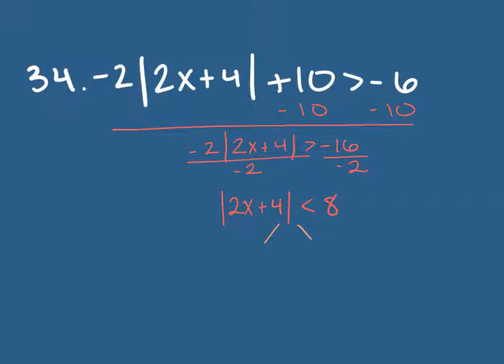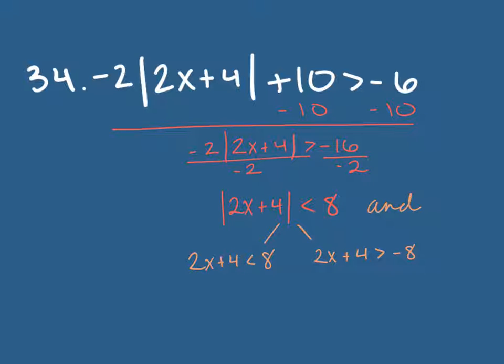inequalities. Before I do this, I need to identify: do I have an and inequality or an or inequality? Looking at the signs, it is less than, so it says less than 8. That means I have an and inequality. So my first inequality when I break it up is going to be 2x plus 4 is less than 8. My second inequality is going to be 2x plus 4 greater than -8.